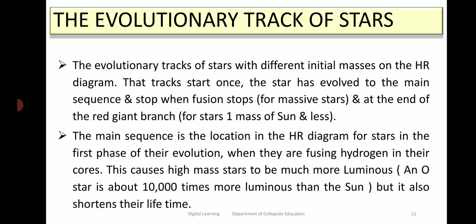The main sequence is the location in the HR diagram for stars in the first phase of their evolution when they are fusing hydrogen in their cores. This causes high mass stars to be much more luminous. An O star is about 10,000 times more luminous than the Sun, but it also shortens their lifetime.